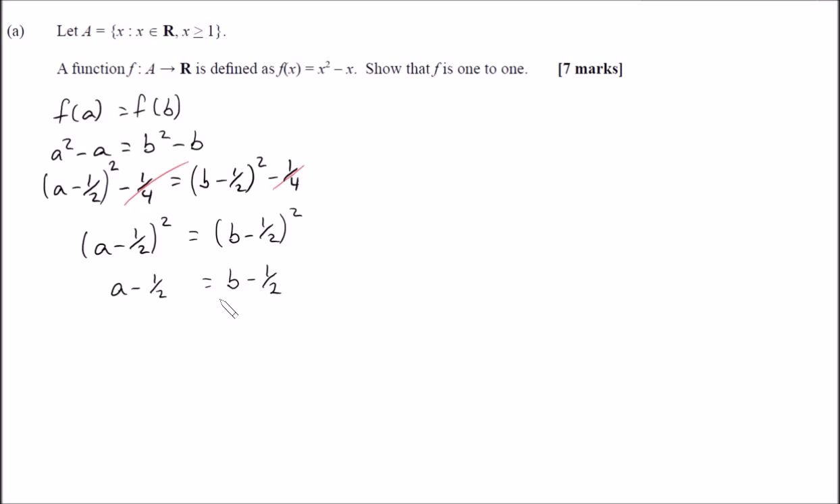The reason being, we are told that our domain A is strictly when x is greater than or equal to 1. And that tells me that I do not need to utilize a plus or minus, since there is this restriction on my domain, which is covered by A minus a half. So if I have A minus a half and I set this to 0, that means that A is equal to 1/2. And remember, A represents x.